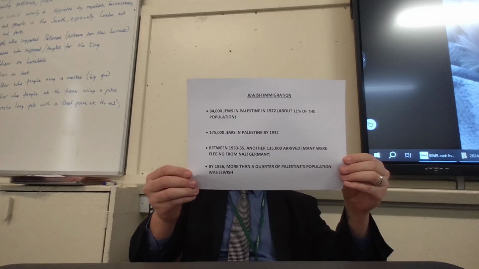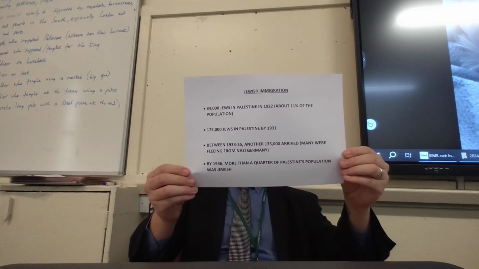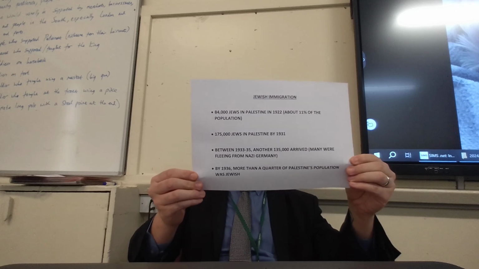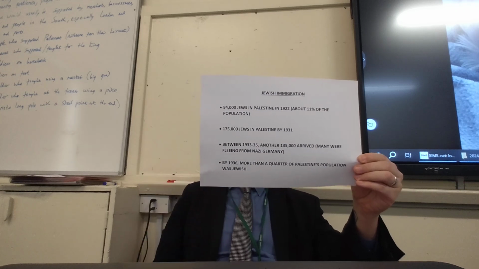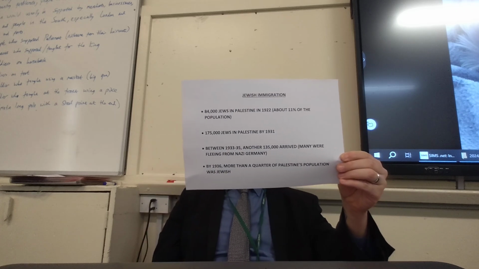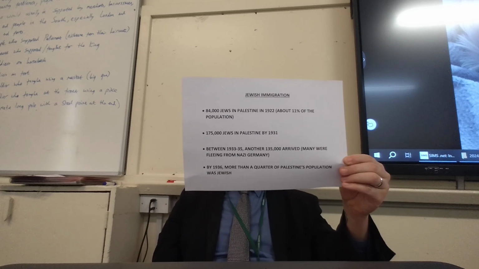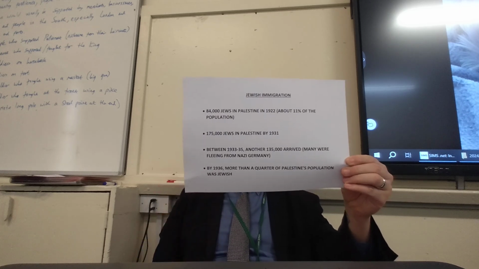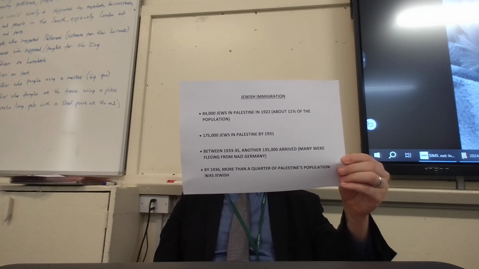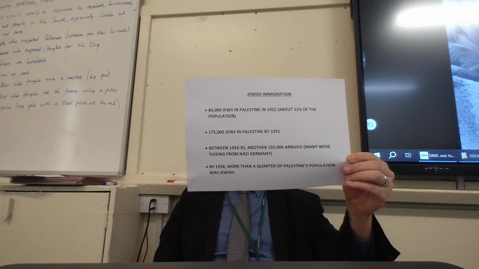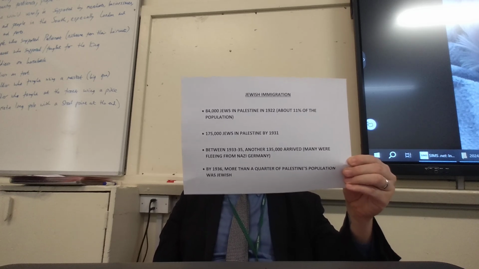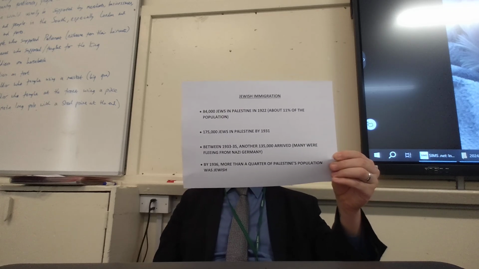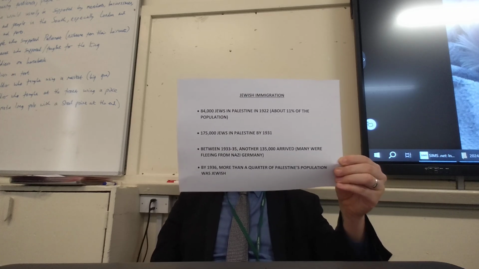And here's some figures for you. I'll leave this up here so you can have a good look at it. It led to the number of Jews in Palestine rising from, as you can see here, 84,000 in 1922, which was around 11% of the population, give or take, to 9 years later in 1931, 175,000 Jews in Palestine. So you can see here the amount of Jewish immigration went up massively.